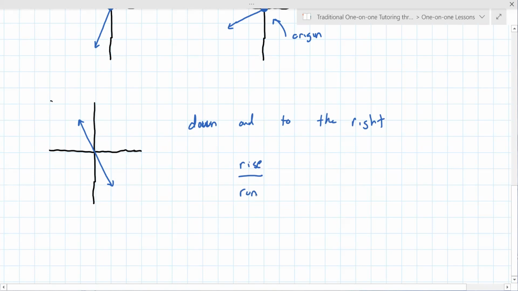So your slope is rise over run. The run is always to the right. Like we read left to right, we think of time as moving to the right. The run is always to the right. The rise, though, is either up or down. Oh, okay, that makes sense.